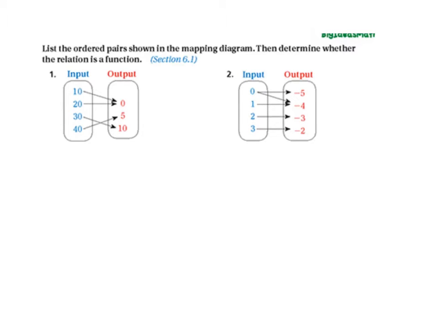Alright class, so here I'm going to start to go over the 6.3 quiz and give the full explanation. Number 1 says, list the ordered pairs shown in the mapping diagram, then determine whether the relation is a function.